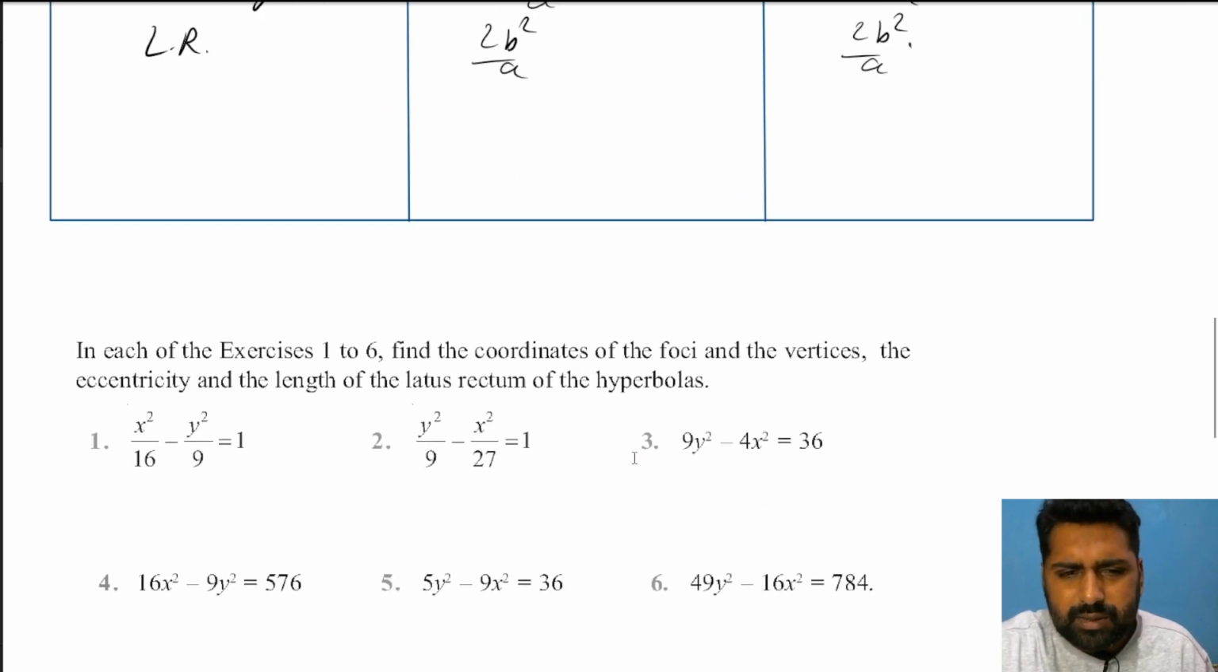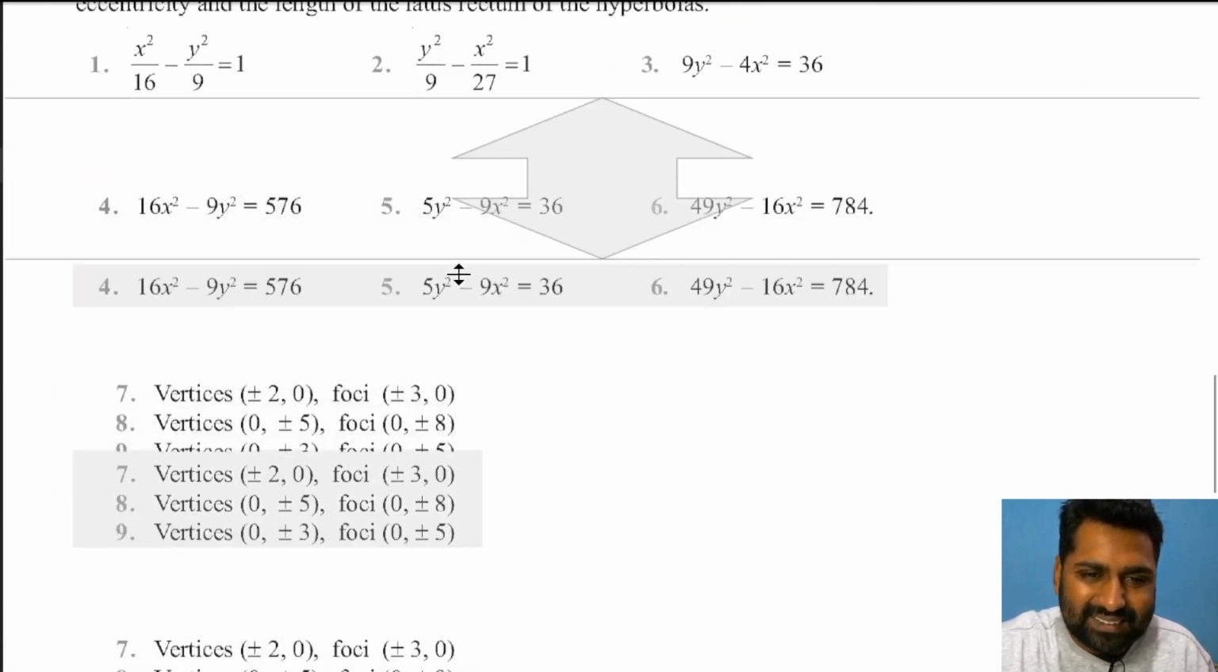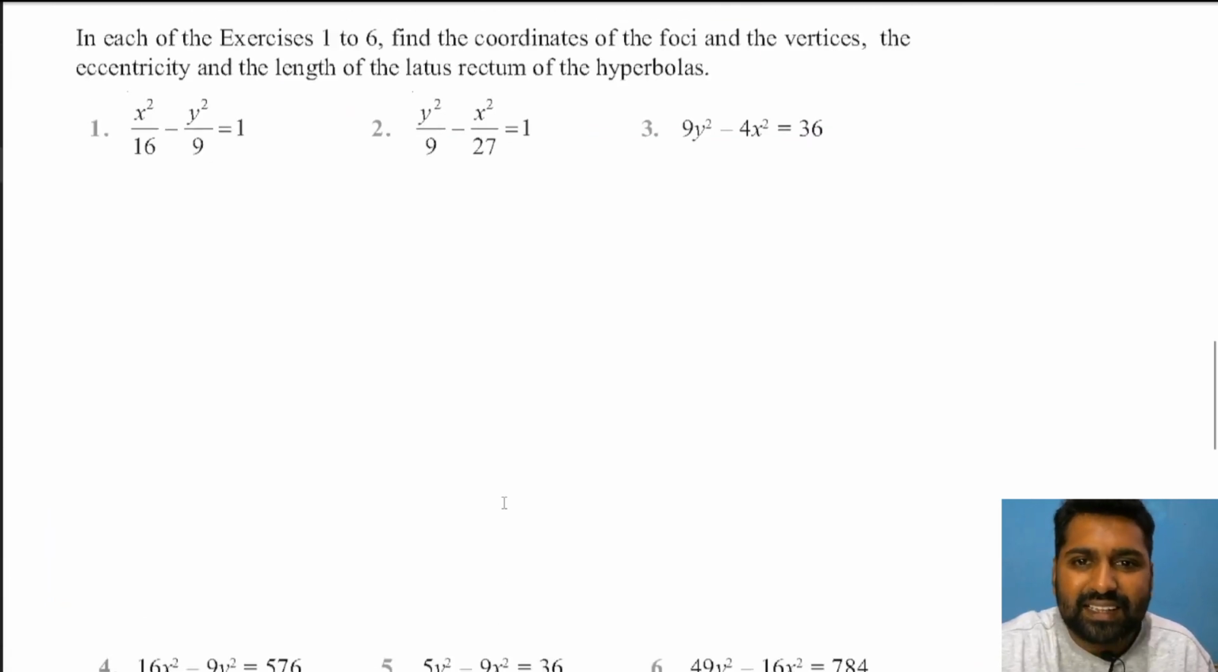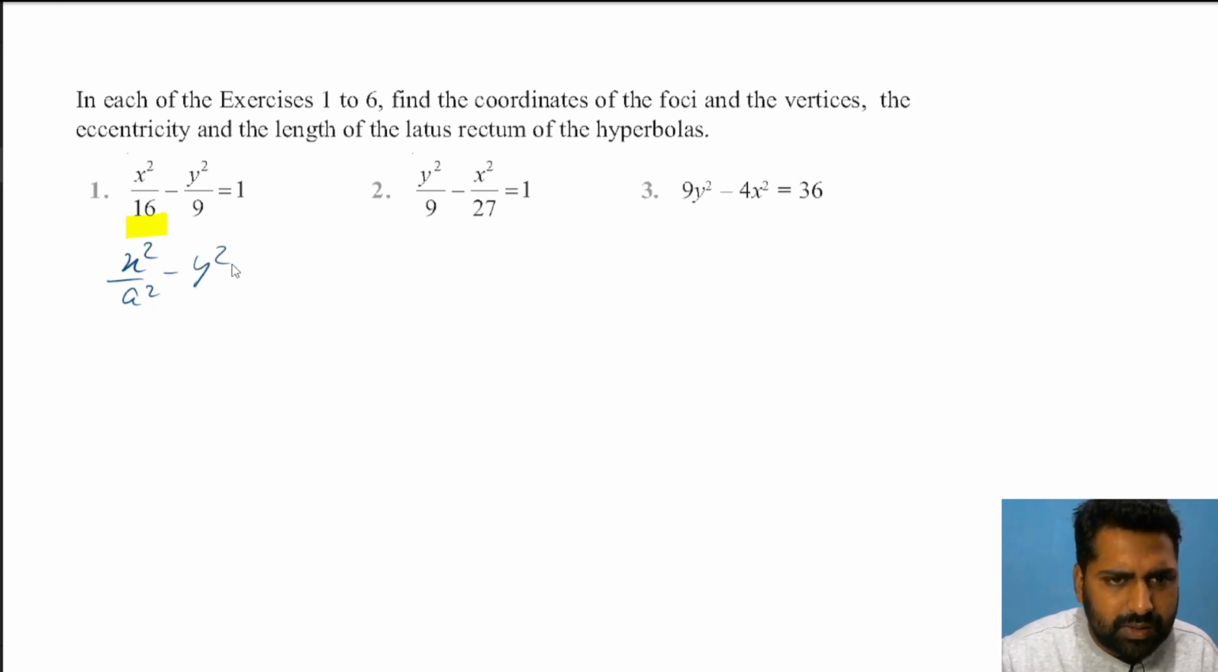Let's look at the questions now directly. The solving idea will be pretty much the same. I'll discuss a few questions, then a few questions for your practice. You can solve them on your own. So the first equation is given. If we compare it with the standard equation, x square by a square minus y square by b square equals 1, the moment we see this negative sign, we should know it's a hyperbola, not an ellipse.